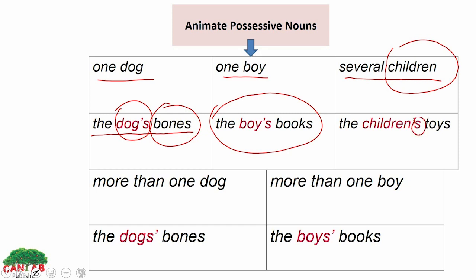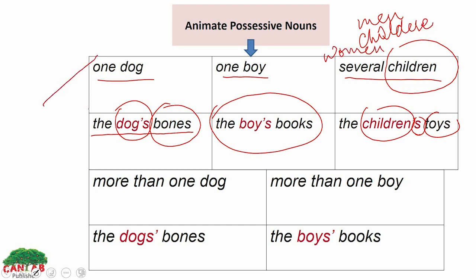Those plural nouns which do not end with S, we will simply put apostrophe and S at the end to show the possession. The children's toys. The irregular nouns are man, woman, children, etc. This was the singular animate possessive nouns here.